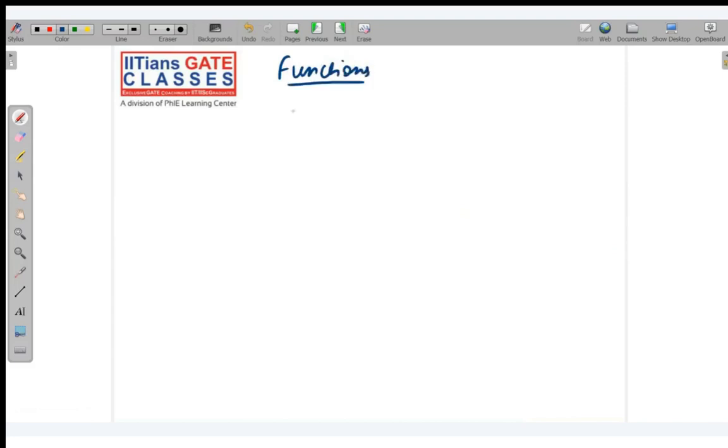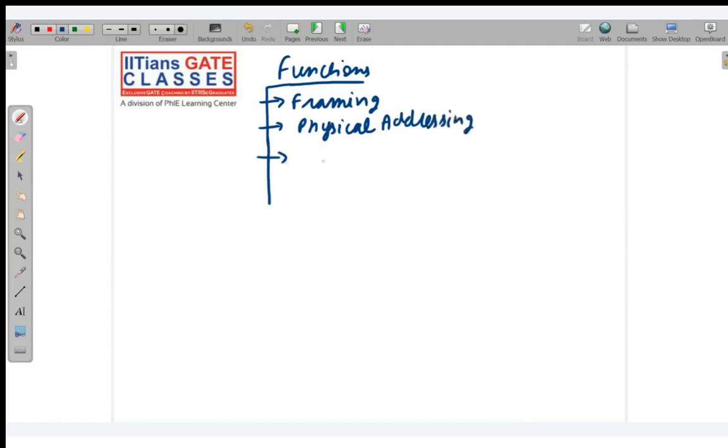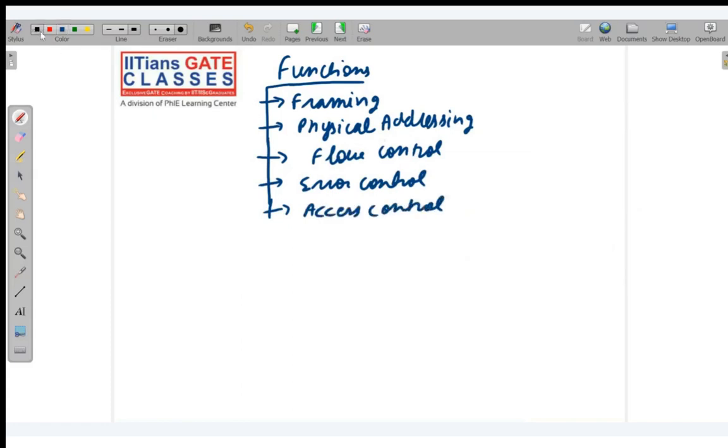Functions of data link layer. So what are the functions? First function is framing. Let me list the points and then I will explain. Then physical addressing. Then we have flow control, then error control, and then access control. So first is framing.